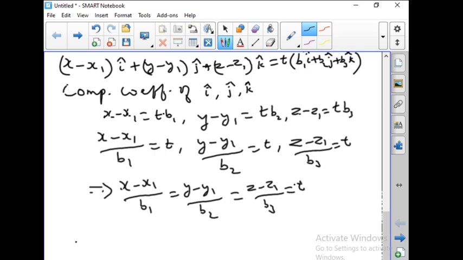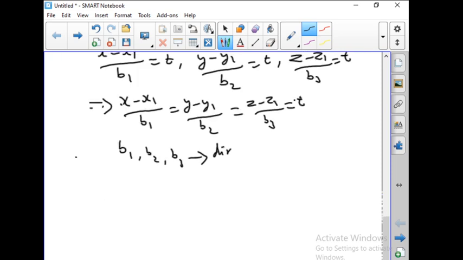And this b1, b2 and b3 are called as the direction ratios. They are called as the direction ratios.